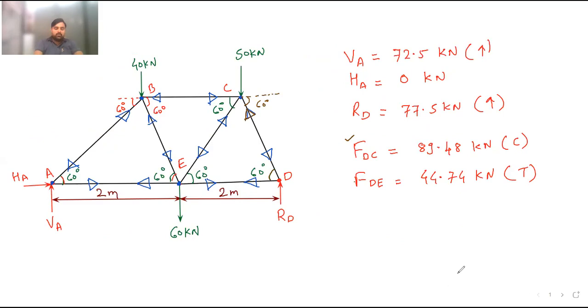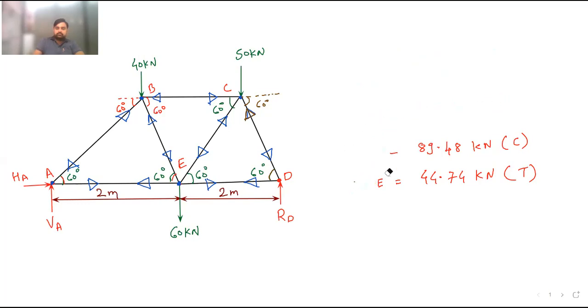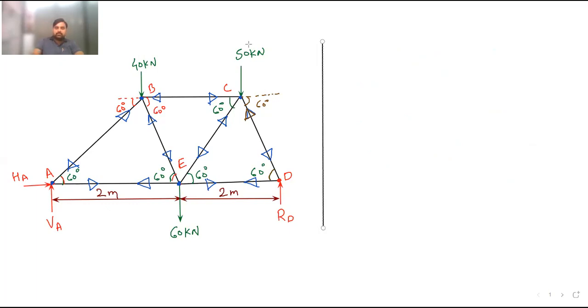Member, then force, and then nature of the force. Okay, so I will write here. I will rub this. Now at the last, what I will do, I will make one table so that it will be very easy to understand how you have solved and what you have solved. So the table is having 3 columns. The table is having 3 columns. Okay.